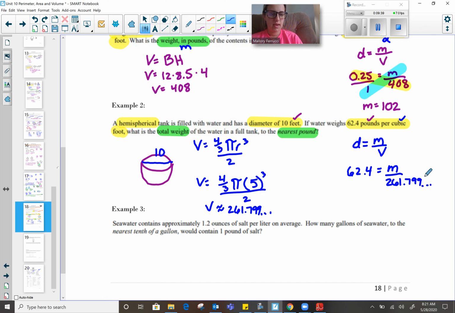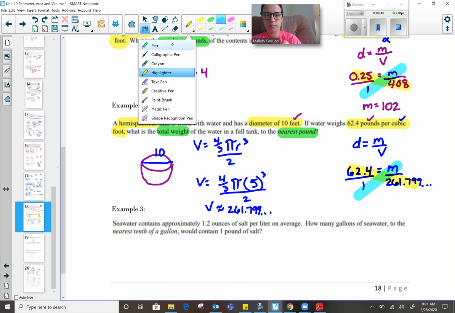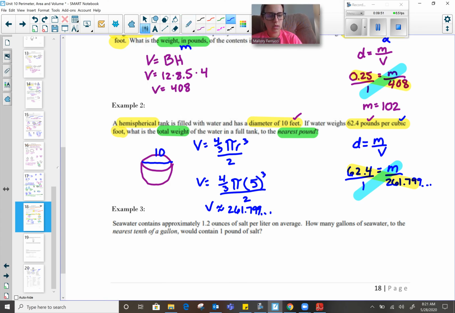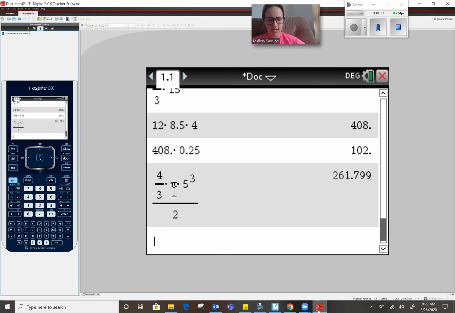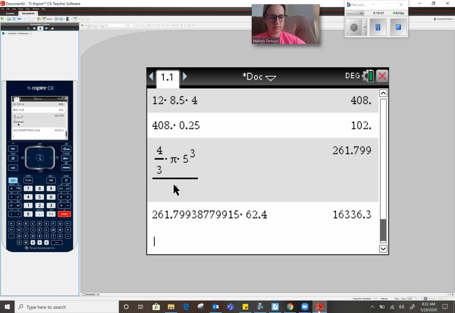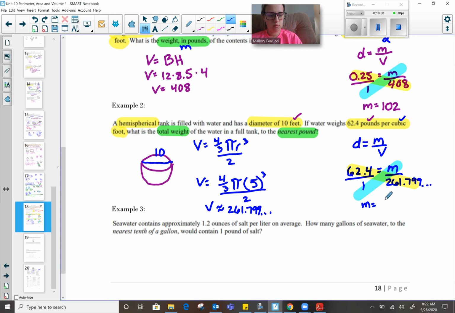Okay, and then you just cross multiply. You get M equals, now hopefully you kept that in the calculator because then you could just multiply it by 62.4, and you get 16336.3.